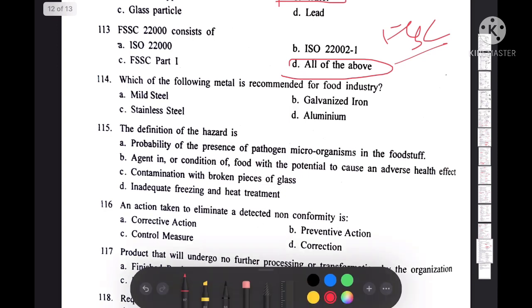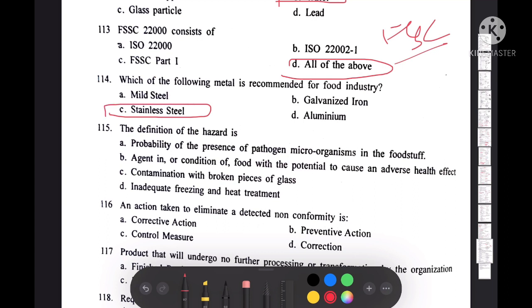Which of the following metal is recommended for food industry? So the options are mild steel, galvanized iron, stainless steel, or aluminium. So the correct answer to this is stainless steel. Stainless steel is recommended for food industry.